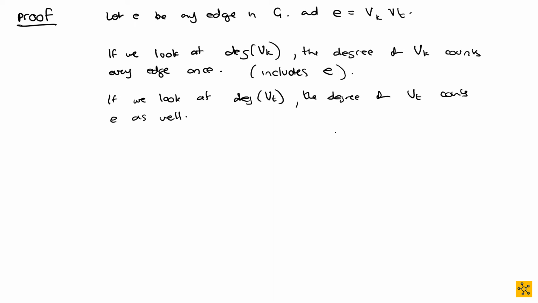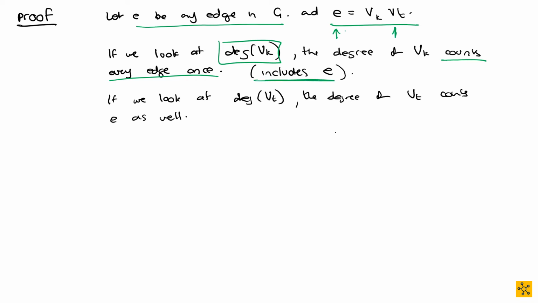So again, we took any edge in G, gave it a name, and gave it arbitrary placeholder end vertices. Then we looked at the degree of one of the end vertices, and we said, when we look at the degree of a vertex of a simple graph, it's going to count every edge connected to it once. And in this case, the way that we set it up, it's going to include E in that count. Then we look at the second end vertex. We're looking at the degree of VT, and we say, hey, the degree of VT also counts E.